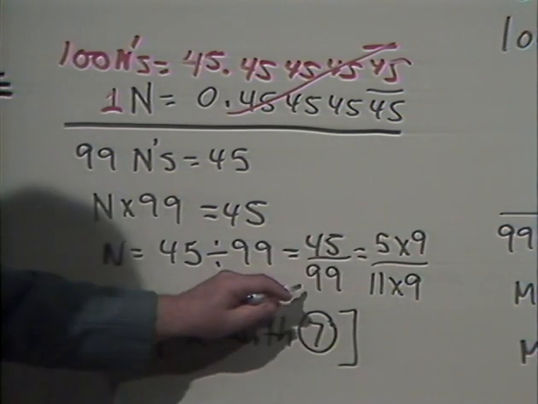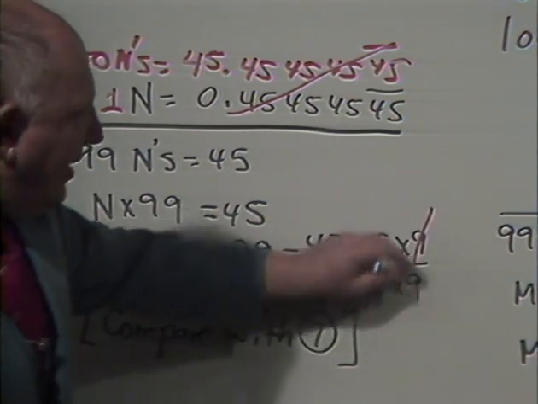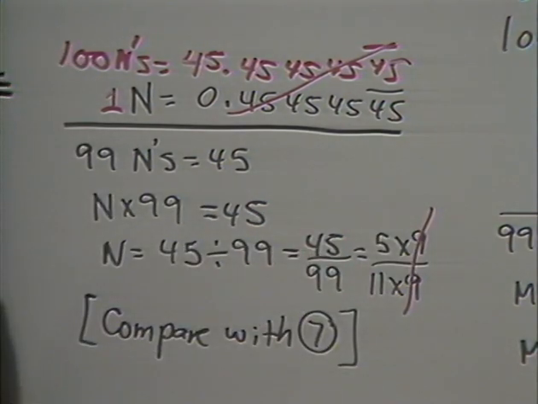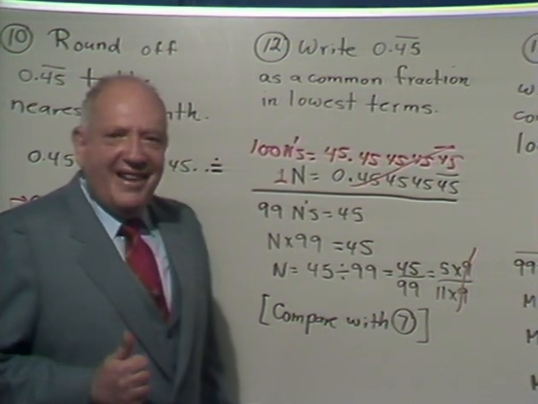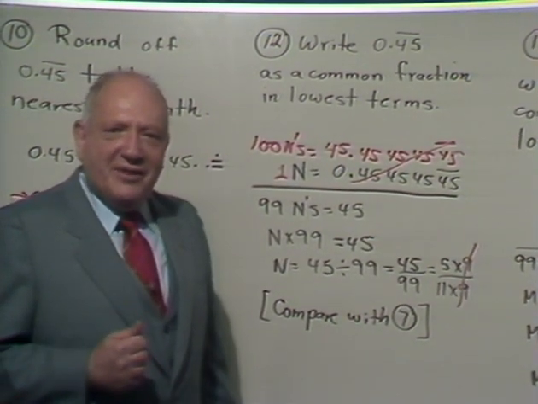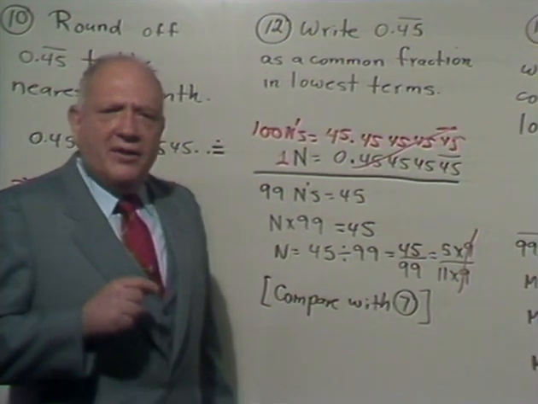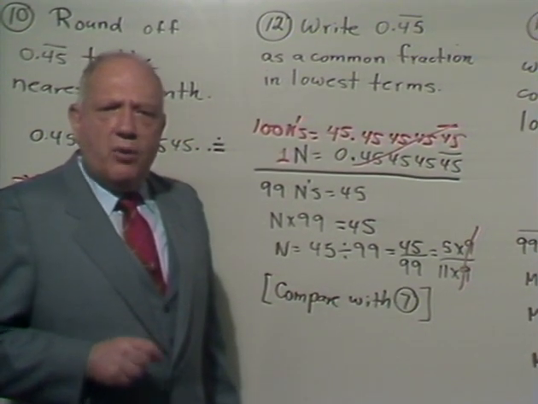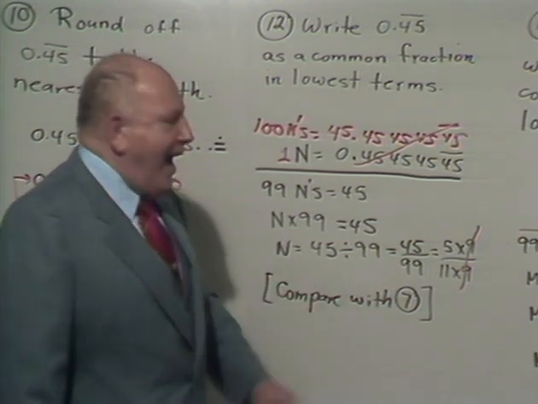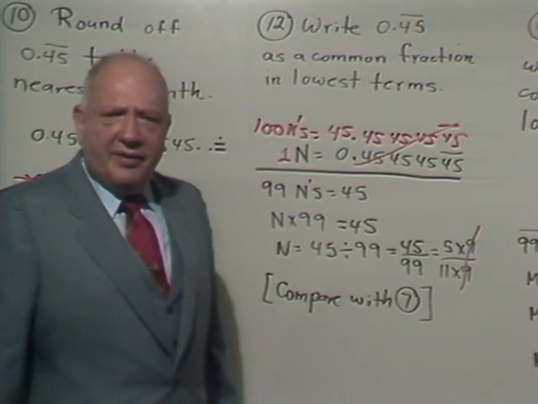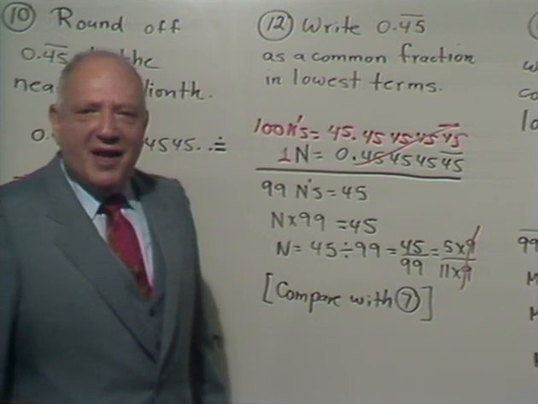45 is 5 times 9. 99 is 11 times 9. I cancel these. What do I get? 5 elevenths. You see, compare this with problem number 7. I have just done the inverse of number 7. In 7, I started with 5 elevenths and showed that that gives me 0.45 endlessly as a decimal. But in problem 12, I started with 0.45 endlessly and showed that that leads to 5 elevenths.